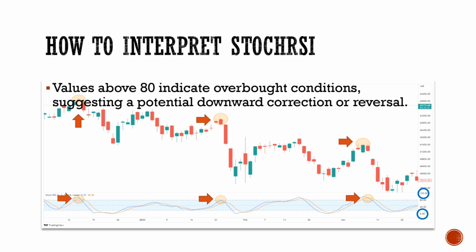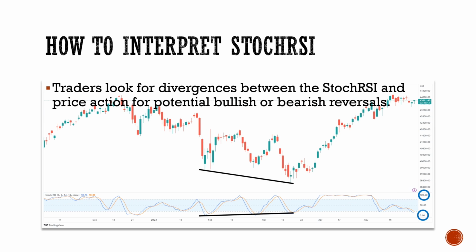Traders often look for bullish or bearish divergence between the stochastic RSI and the price action. For example, if the price is making lower lows while the stochastic RSI is making higher lows, it could signal a potential bullish reversal. Conversely, if the price is making higher highs while the stochastic RSI is making lower highs, it could indicate a potential bearish reversal.